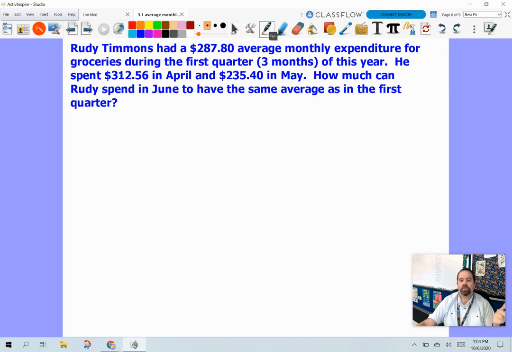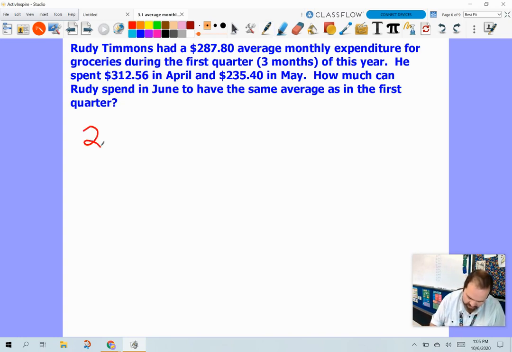So Rudy had a $287.80 average monthly expenditure for groceries during the first quarter of the year, so that's January, February, March. Then in the second quarter, in April, he spent $312.56 and $235.40 in May. How much can he spend in June so that his average is the same? So I want his average the second quarter to be the same as his average the first quarter. So I'm going to set up an equation that basically says that.